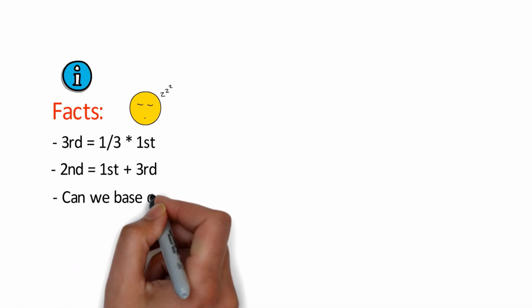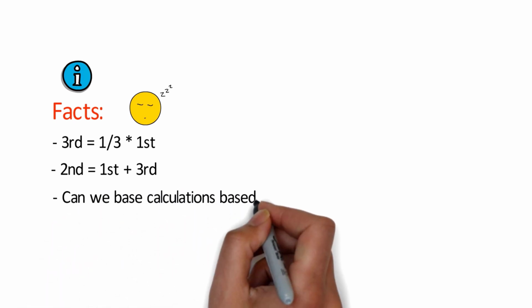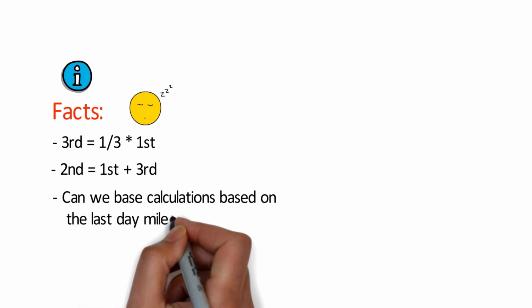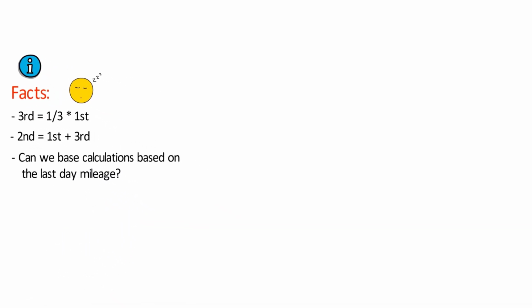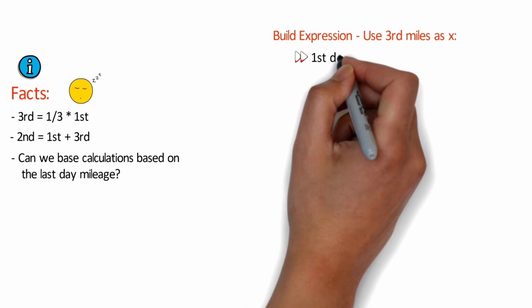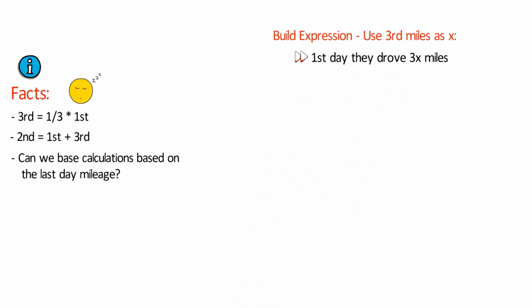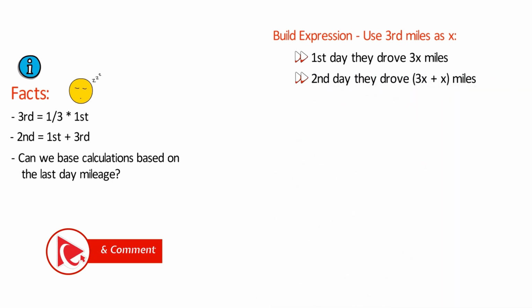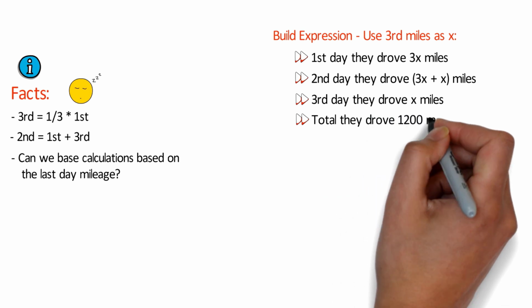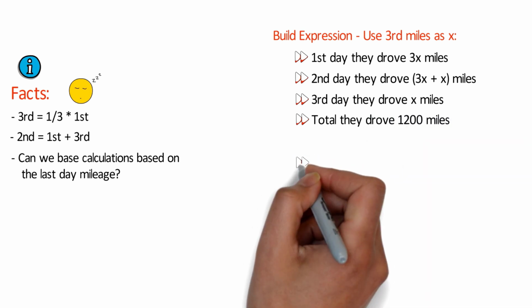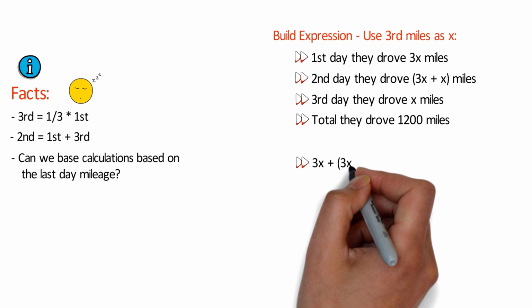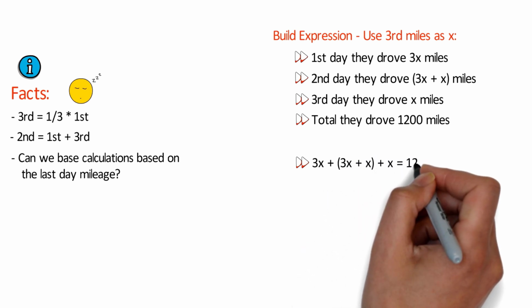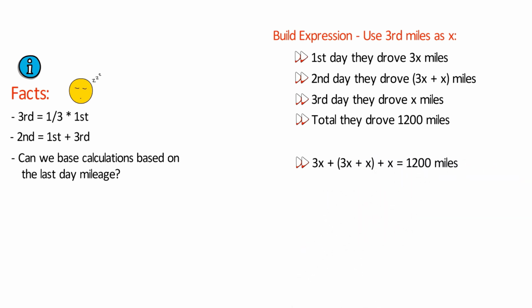So what's interesting here, can we base our calculations off of the last day mileage? And what I mean by that is, can we use the third day miles as x in the expression we're trying to build? Based on this information, on the first day, they drove 3x miles. On the second day, they drove 3x plus x miles. In total, they drove 1,200 miles. So now we can build an expression: 3x in parentheses 3x plus x, and then plus additional x equals 1,200 miles.